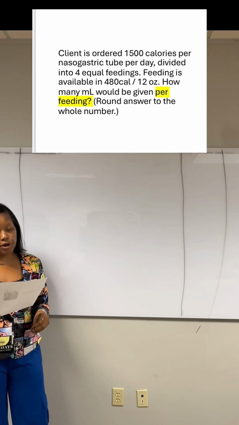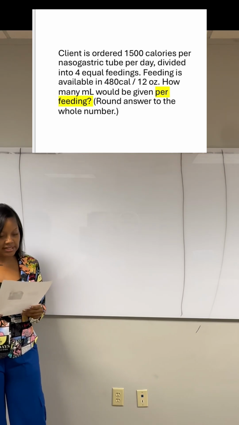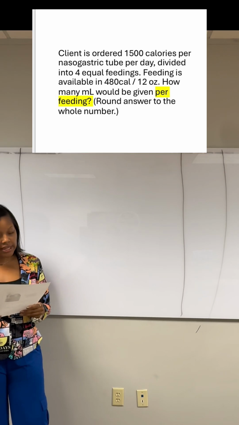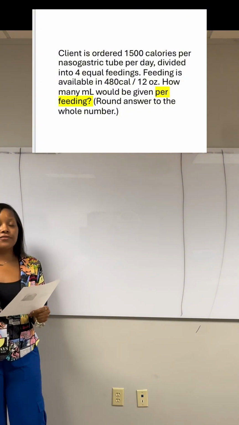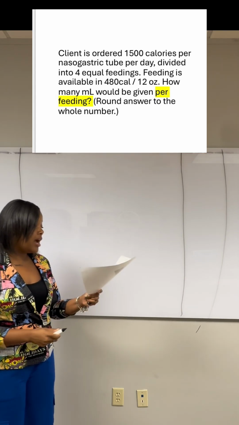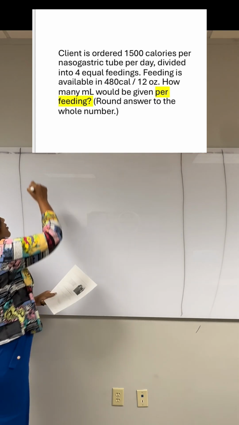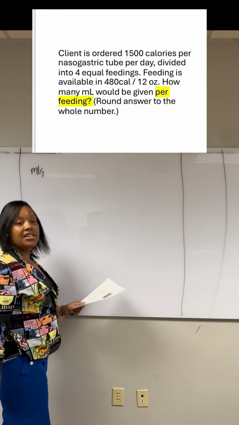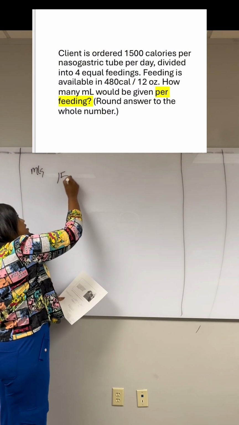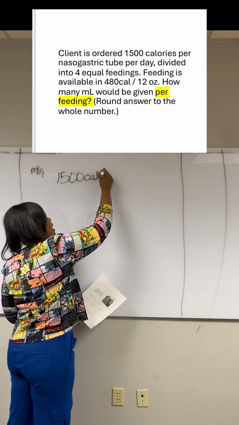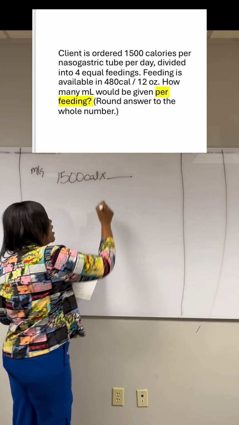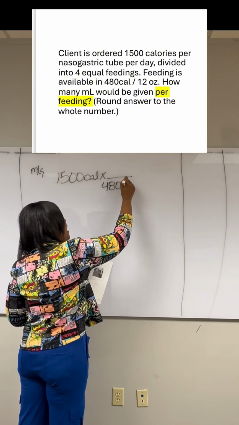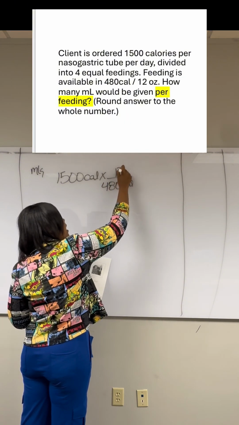Question says the client is ordered 1,500 calories per NG tube per day, divided into 4 equal feedings. The feeding is available in 480 calories per 12 ounces. How many mLs would be given per feeding? So what's the question asking for? How many mLs will we give per feeding? So our answer needs to be in mLs. Let's start with what's ordered. You've got 1,500 calories. We know that calories need to cancel out because our answer needs to be in mLs. So the question says we have 480 calories for 12 ounces.